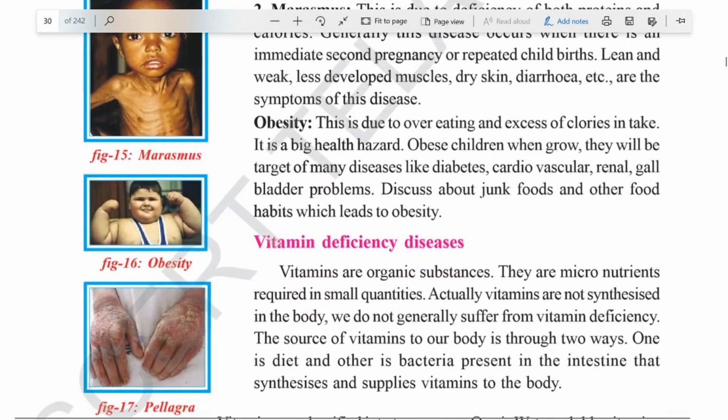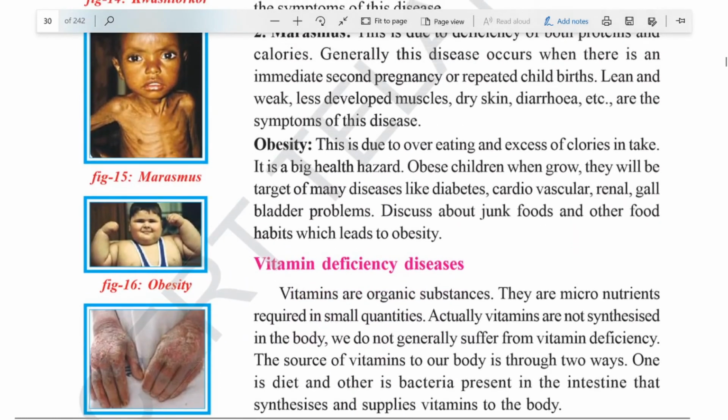Obesity is the excess intake of calories, not proteins. A person is taking an excess of calories but protein is lacking. This is hazardous, a very bad condition, because people who are obese become targets of many diseases like diabetes, cardiovascular, renal and gallbladder problems. Junk food also causes obesity.